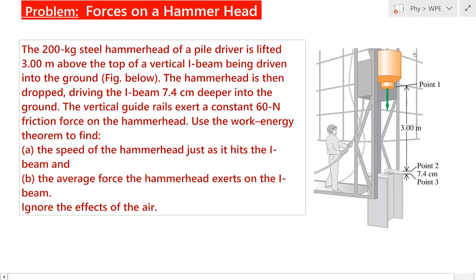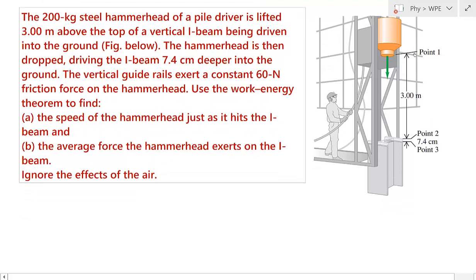So this problem says we have a 200 kg steel hammerhead. So this is a steel hammerhead, and the weight of this is given, that is, you can say mass is given. Mass of this hammerhead is 200 kg, of a pile driver, which is lifted by 3 meter height. So the height by which it has been lifted is given. So let's call this height as S. So this has been lifted by height S equals 3 meter.